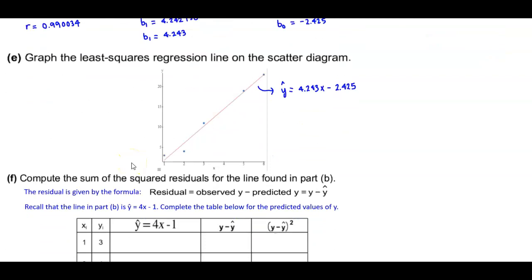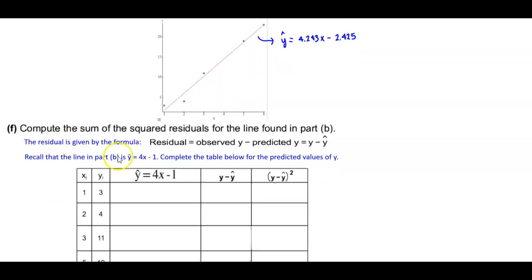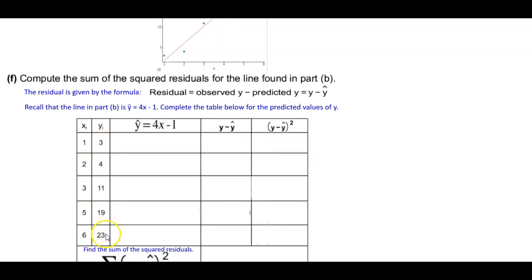Okay, now in part F, what we want to do is compute the sum of the squared residuals for the line found in part B. The residual is given by the formula: the residual is equal to the observed y minus the predicted y. The y's in this column, 3, 4, 11, 19, and 23, represent the observed y. The predicted y is found by taking the value of x and substituting it into this formula. You see this formula, y is equal to 4x minus 1. We're going to plug in each value of x and find out what that predicted value is going to be.